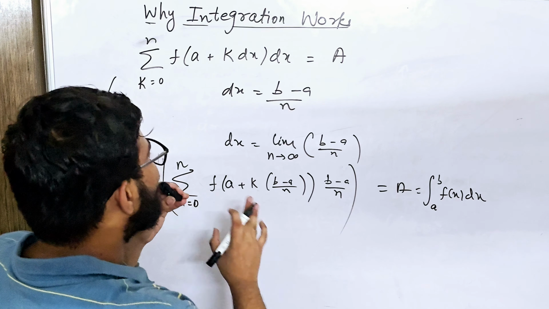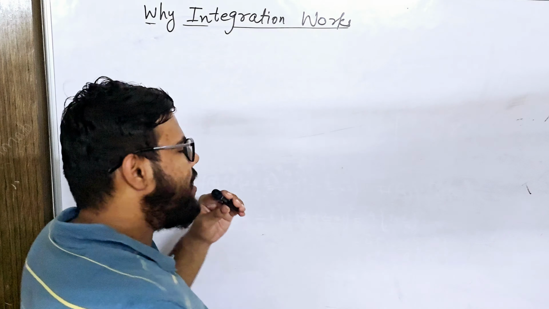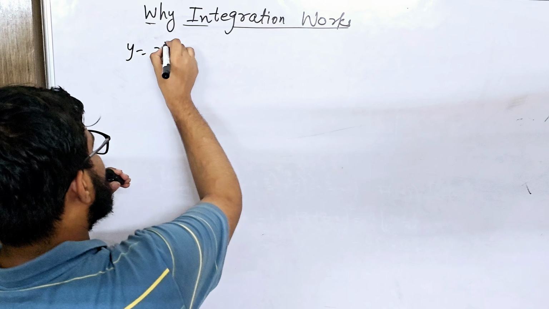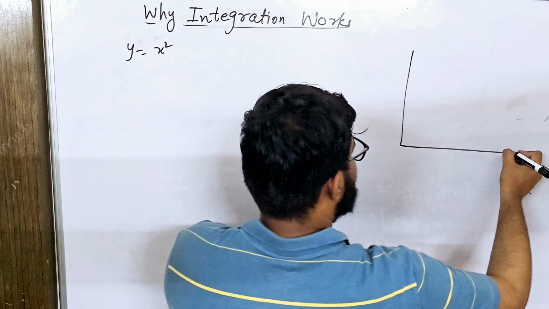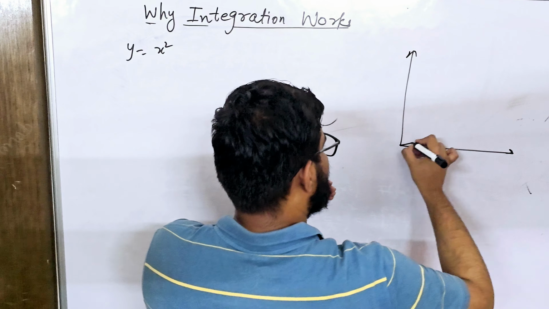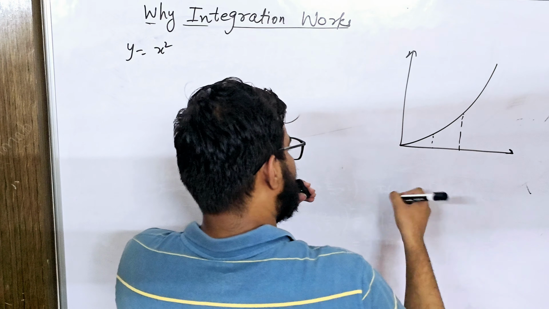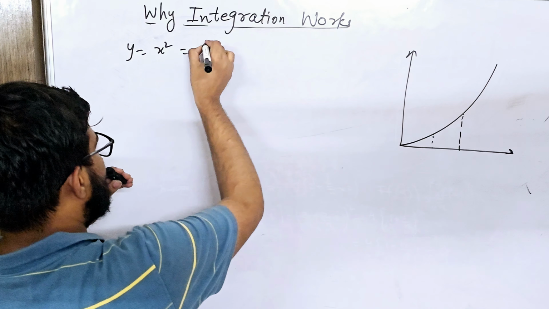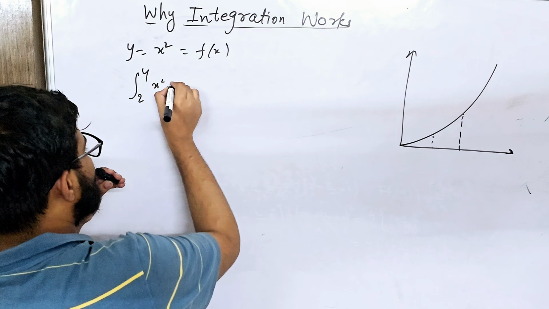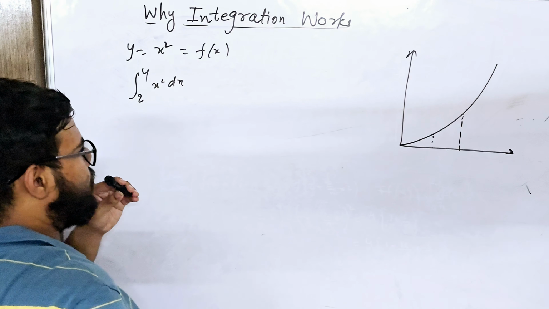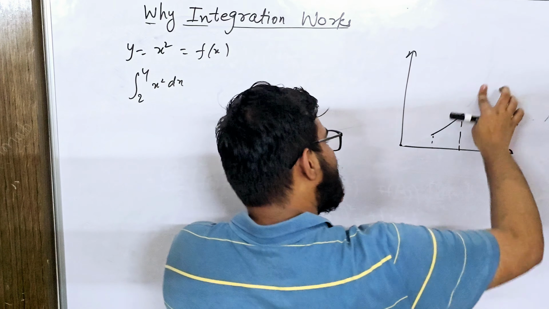Now let's see a simple question. y is equal to x square. Its curve looks somewhat like this. So this is the region, some area which we will find. It goes from 2 to 4, the integral of x square dx. We need to calculate this area from 2 to 4. So we don't need to worry about this region and this region.